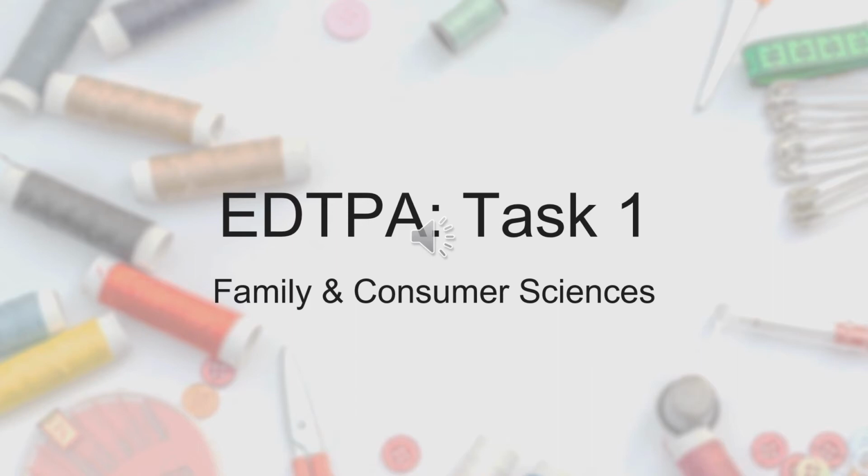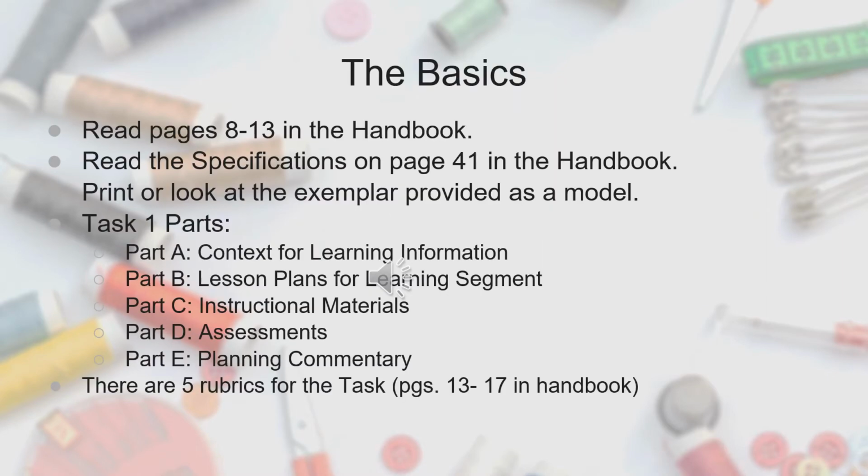This video is to help you with Task 1 for the Family and Consumer Sciences Handbook. To go over the basics, you need to read pages 8 to 13 in your handbook. You should print or at least download a copy of your handbook. Make sure you read the specifications chart that's on page 40 in the handbook.